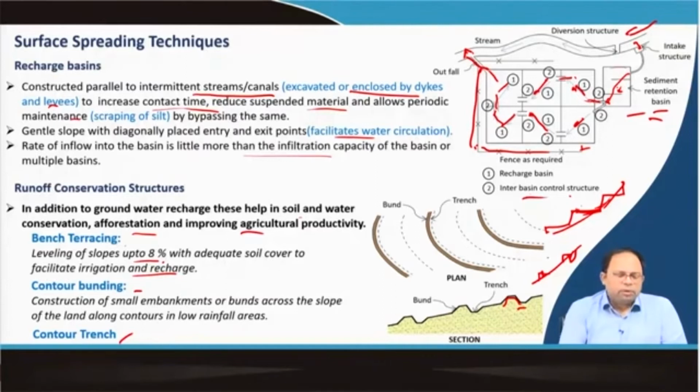So, that is where both contour bunding and trenching happen together, and that is what is shown in this particular plan. These are the contour lines. We have created these bunds as well as trenches in front of them, so that we can retain water and use it for agriculture.